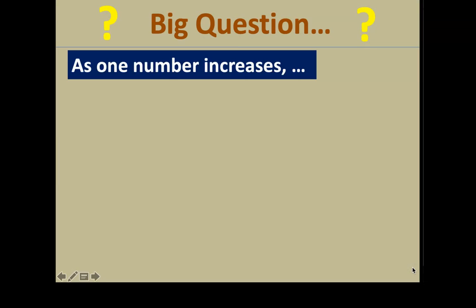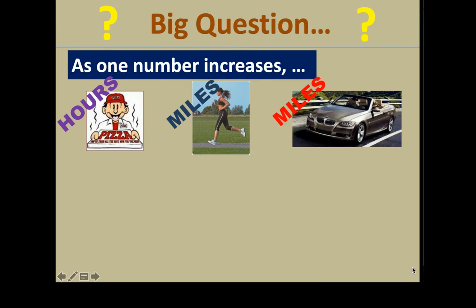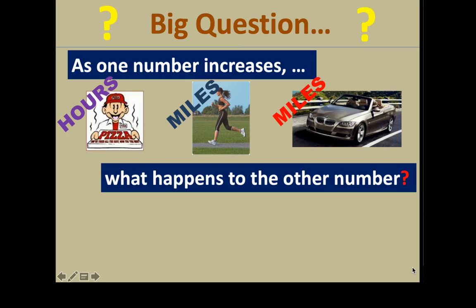So the big question about relationships, the big question about this whole concept, boils down to this. It's looking at change. As one number increases, hours, miles, the miles driven in the car, what happens to the other number? That is the big question. This is another magic sentence: as one number increases in the relationship, what's happening to the other number?